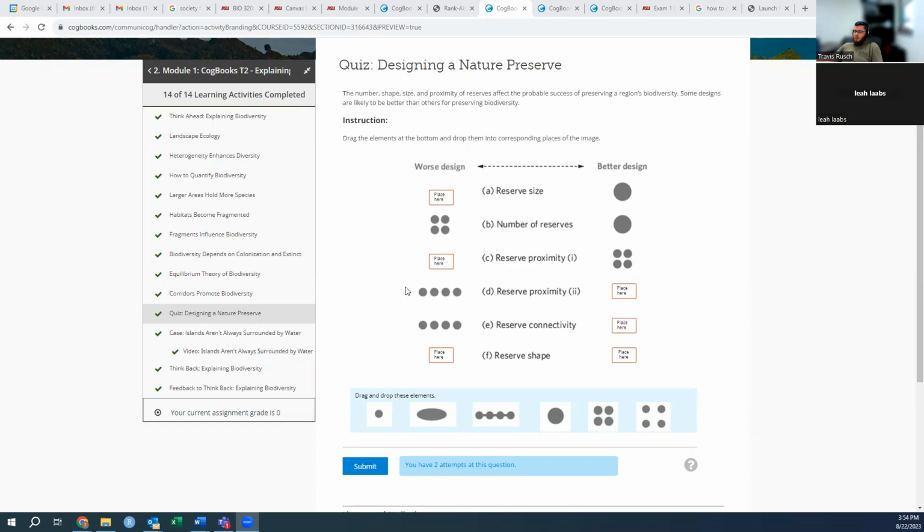That would be the small circle. So this one down here, right? Yes. Yeah, and why would a small size reserve be worse than a large size reserve? Because you have less chances for new populations. You have more predation, less resources, more disease spread, things like that.